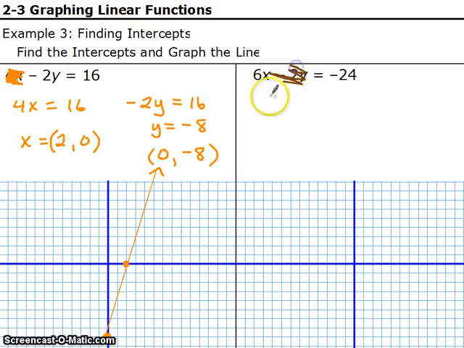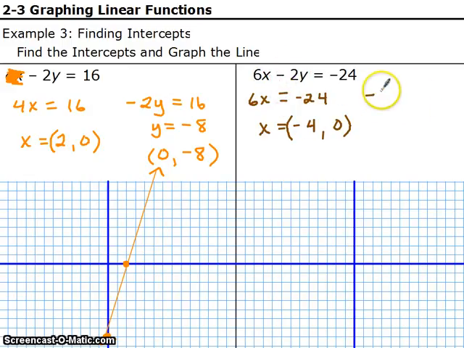All right, so we've got 6x = -24. So x = -4 after we divide, so (-4, 0). And then we've got -2y = -24. So y = 12, negative divided by a negative, so that's (0, 12).